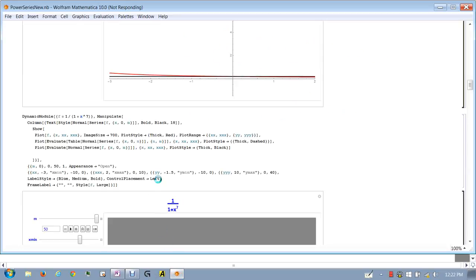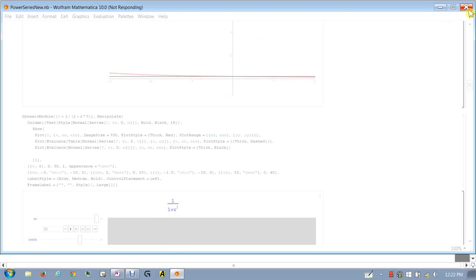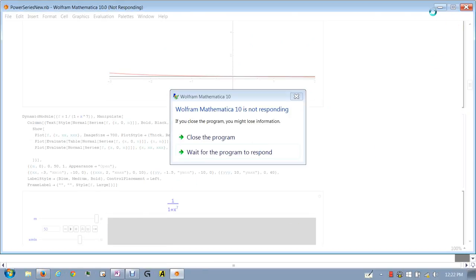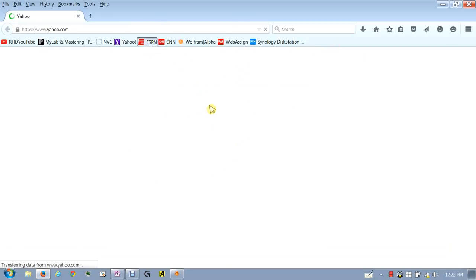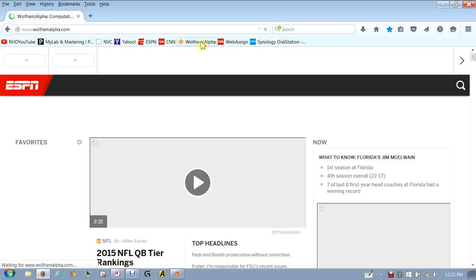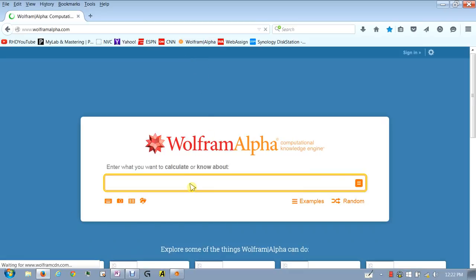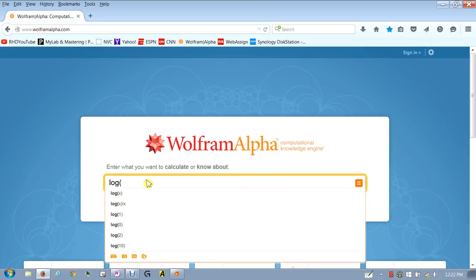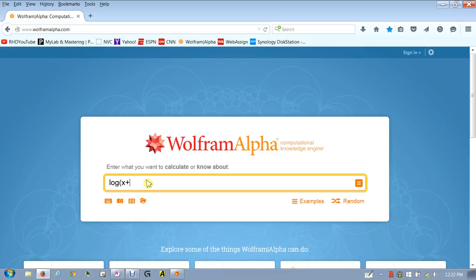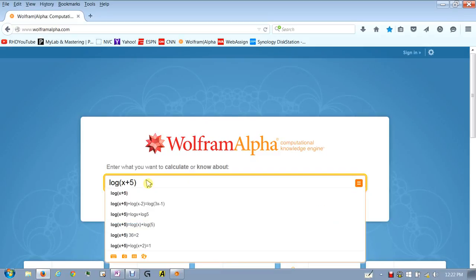Well, let me see if I have this animation here. See, this thing is still not responding. Okay, close the program because I'm not happy with it. So watch, I'm going to go to Wolfram Alpha and I'm going to type in log. Wolfram Alpha treats log as natural log, okay? x plus 5. I'm going to hit enter. That's all I'm going to do.